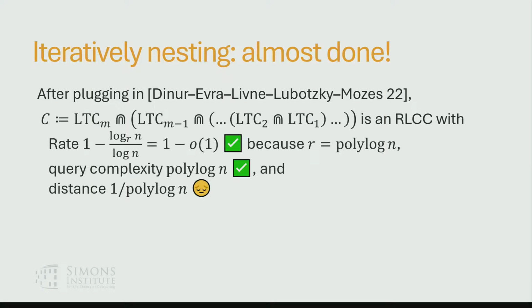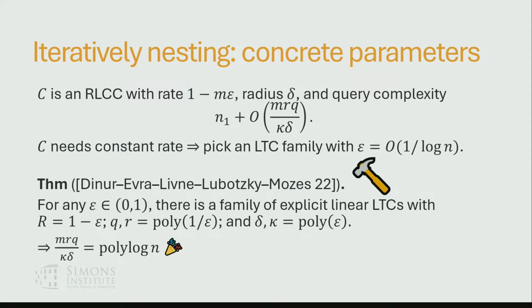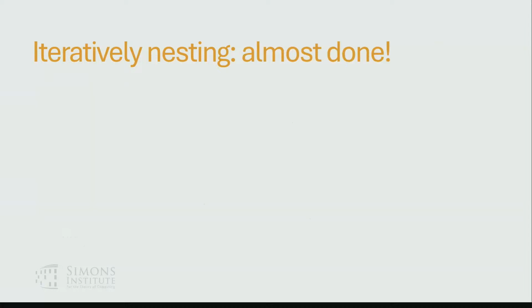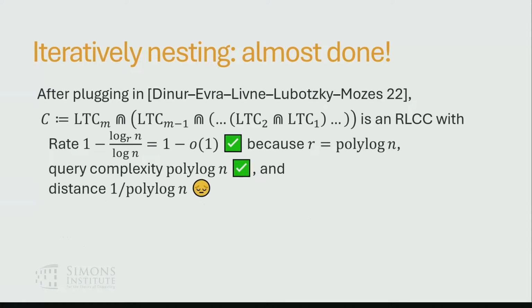Now we have this RLCC, which has rate 1 minus little o of 1. If you notice, the ratio in how the block length grows with successive LTCs is going to be like a polylog. So the number m of LTCs that we need is going to be like log n over log log n, which is why the rate is actually 1 minus little o of 1. So the rate is really great. The query complexity, as I showed in the previous slide, is polylogarithmic, which is what we wanted.